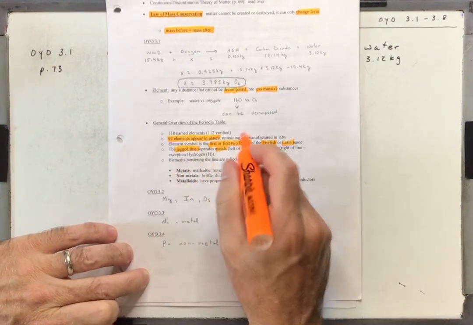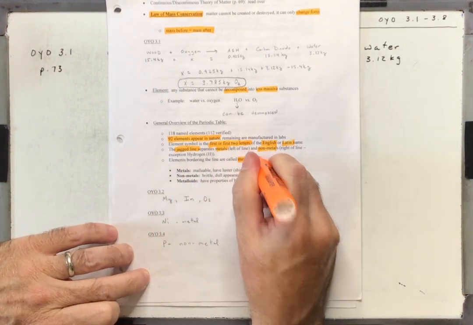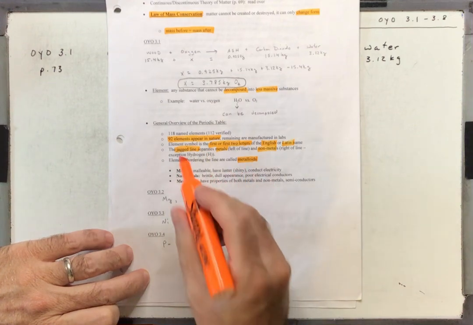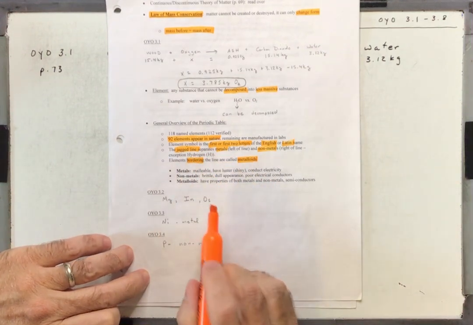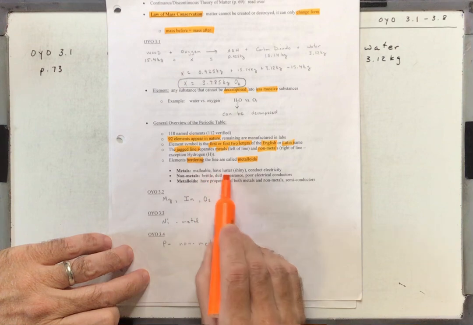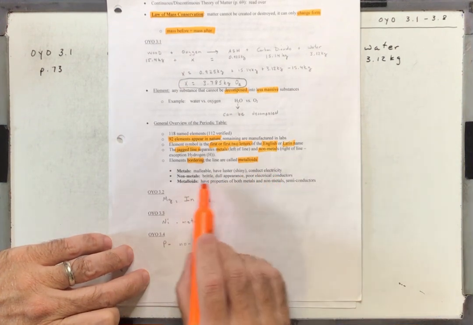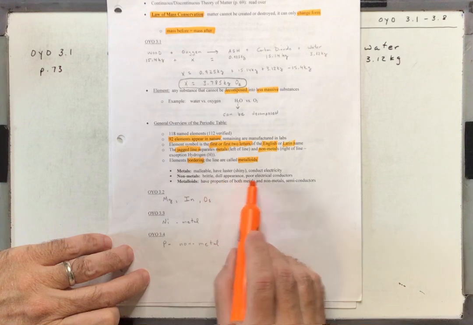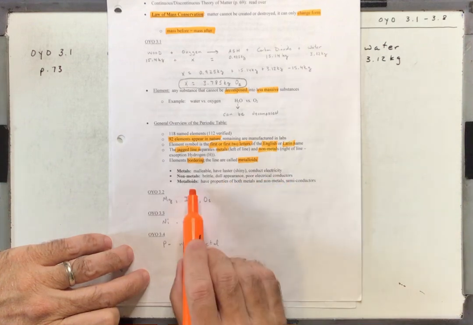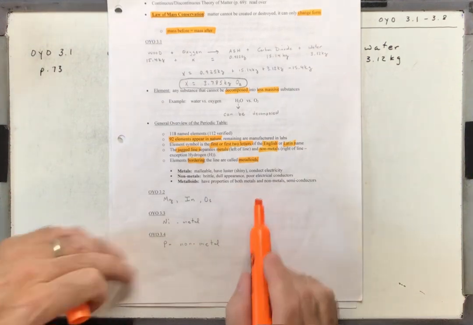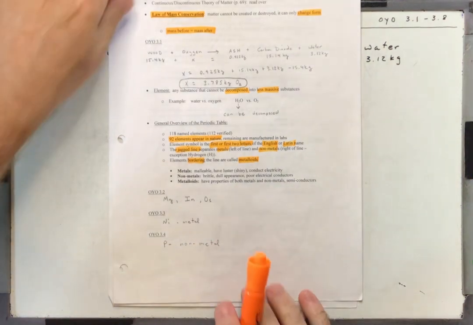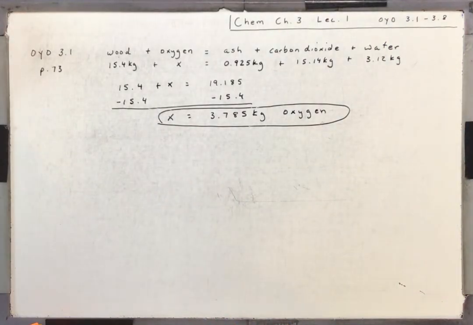Elements bordering the line are called metalloids. That means they have properties of both metals and nonmetals. All right, metals are malleable. They have luster, which means they're just shiny, and they conduct electricity. Nonmetals are brittle. They have a dull appearance. They're poor electrical conductors. And then metalloids have properties of both metals and nonmetals. And some of them are good semiconductors.